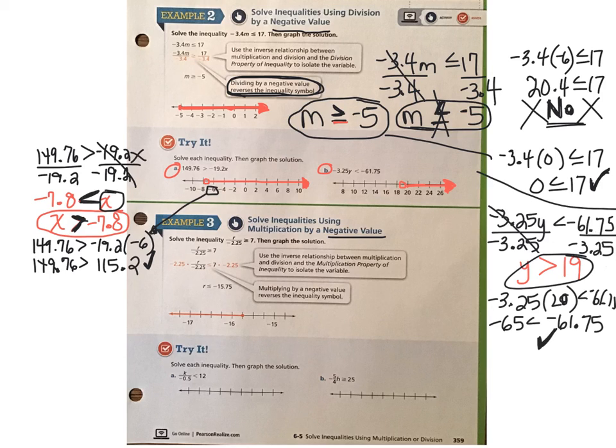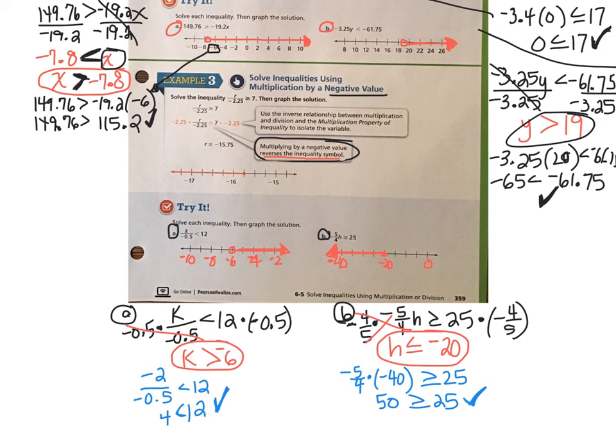Now take a look at example 3 and follow the solution process here. Notice again that when you multiply by a negative value, you again are going to reverse that inequality symbol. Okay, and then when you're done checking out the example, go ahead and take a look at A and B, see if you can solve those, and come back and check your answers.